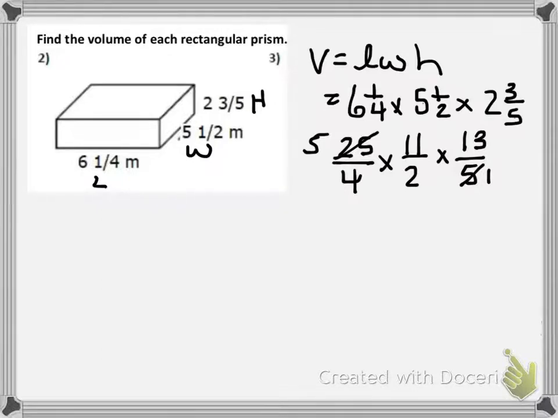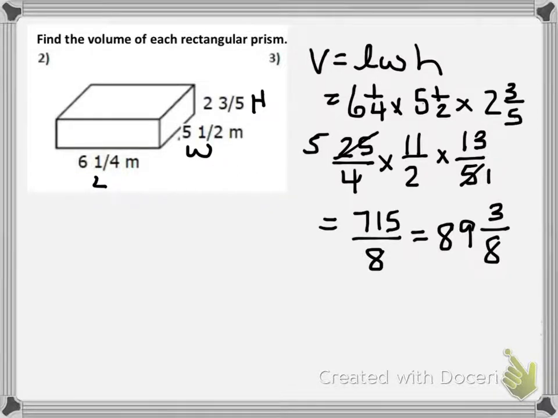5 times 11 times 13 would give us a product of 715 for the numerator. And 4 times 2 times 1 is 8. When I divide 715 by 8, it goes in 89 times, and that's a product of 712. So we'd have 3 remainder. The denominator stays the same. If you choose to put it in decimal form, it would be 89.375 or 375 thousandths meters cubed.